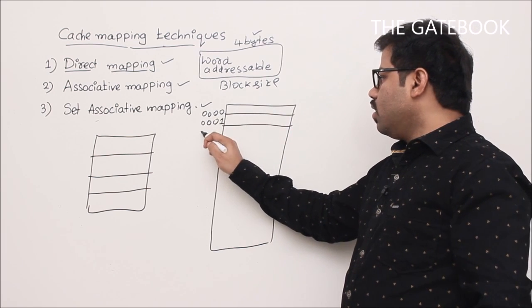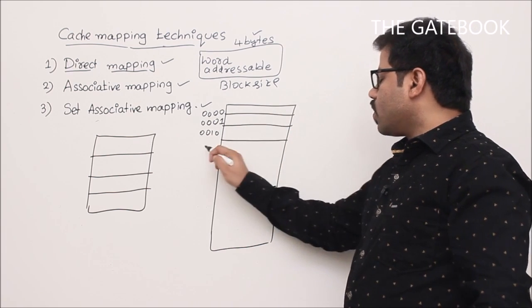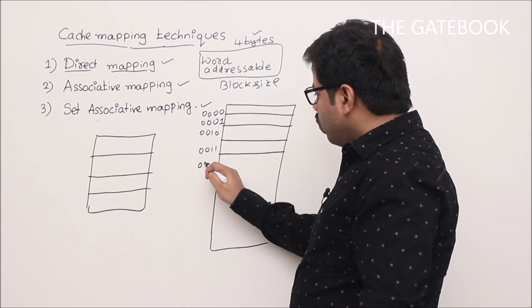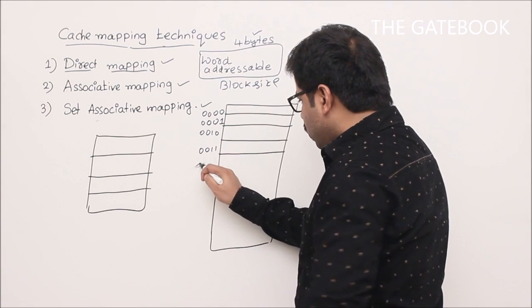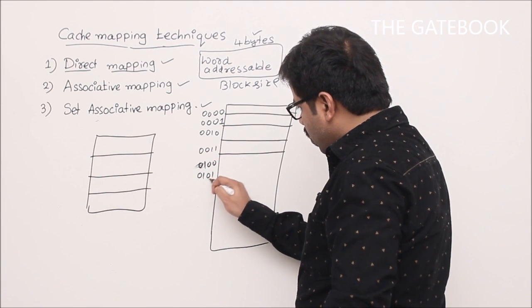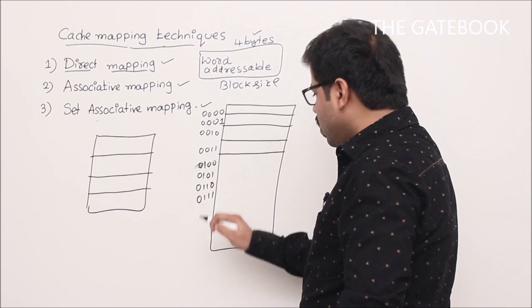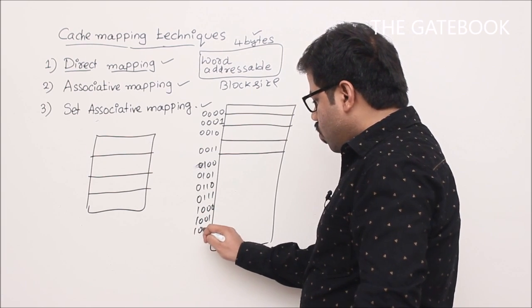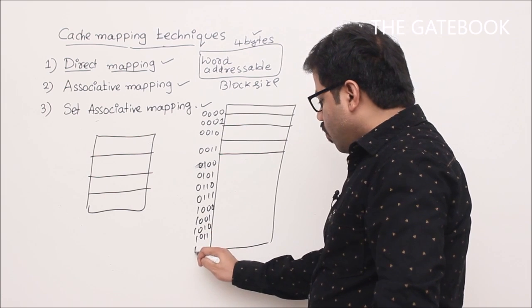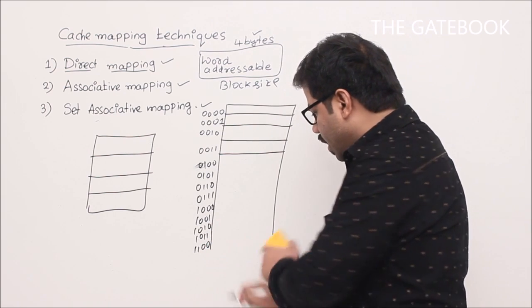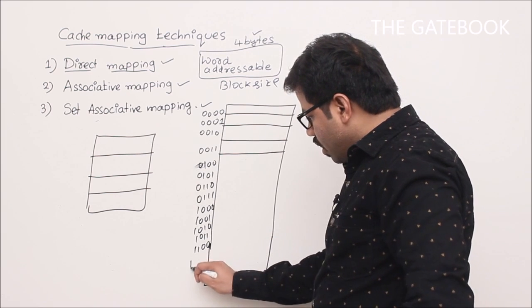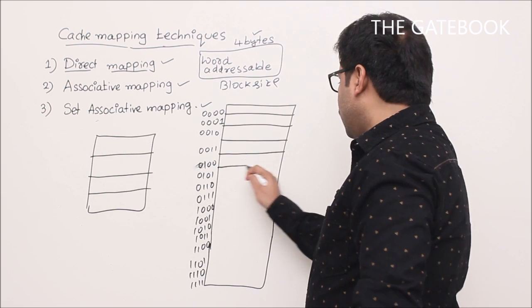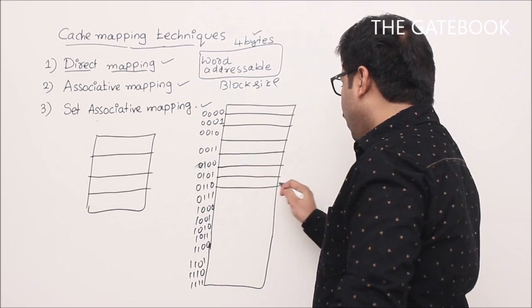That's why 0000, 0001, 0010, 0011, and so on, up to 1111, right? Okay, let us show those 16 locations. This is your main memory.